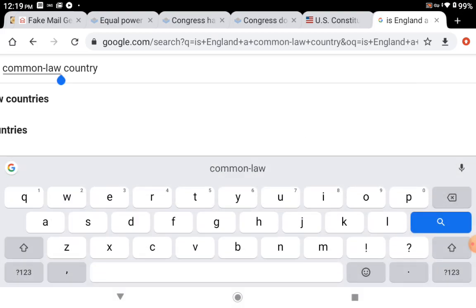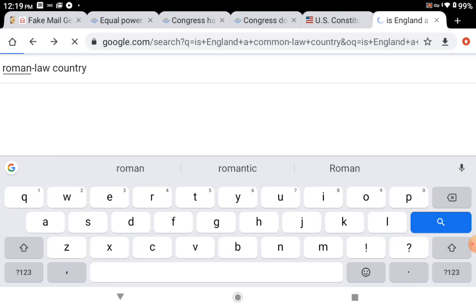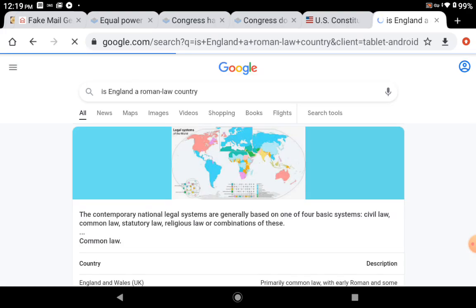Okay, we'll do this way. We're gonna get rid of the word common because he's a rapper. Y'all know Common? Common's all right. Roman, Roman law. Because that's where civil law comes from, is Rome, ladies and gentlemen.